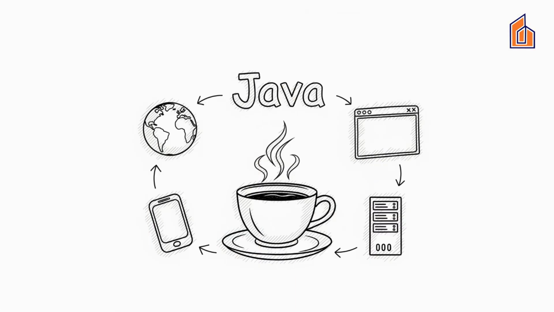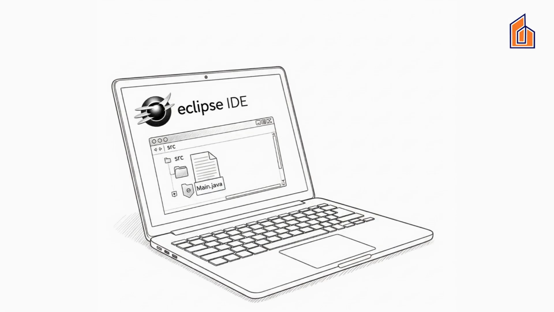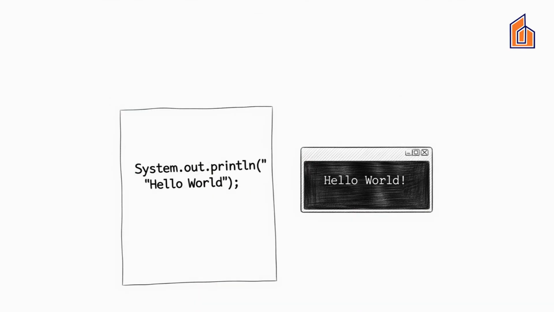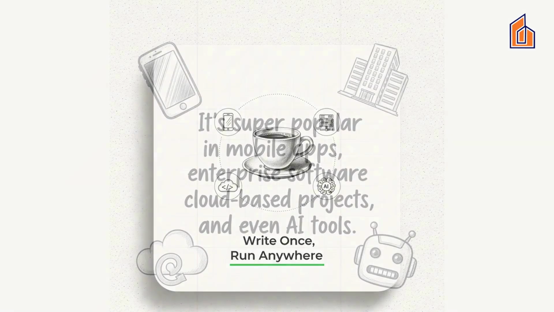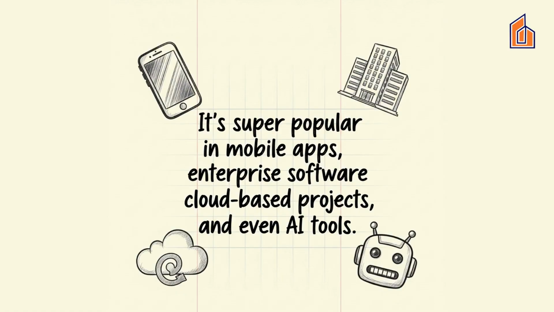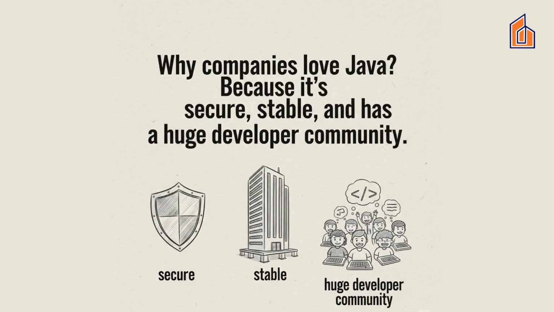Today, in this first video, you will learn what Java is and why it is so widely used, how to set up your first Java project in Eclipse, and how to write and run the famous Hello World program. So, what exactly is Java? Java is a high-level, object-oriented programming language that works on the concept of write once, run anywhere. It is super popular in mobile apps, enterprise software, cloud-based projects, and even AI tools. Why companies love Java? Because it is secure, stable, and has a huge developer community. Okay, enough talk. Now let's see Java in action.